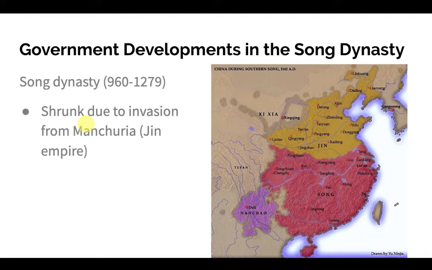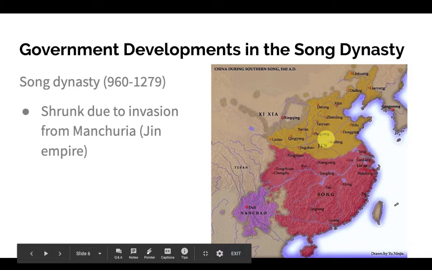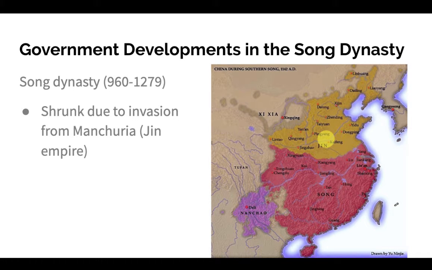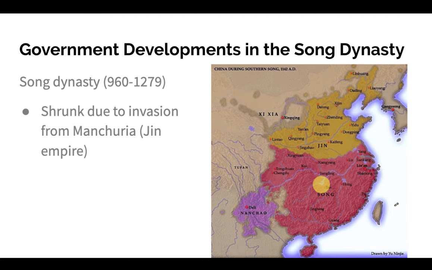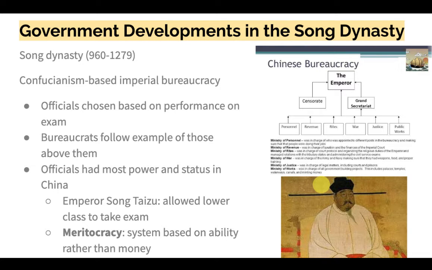So the first section is called Government Developments in the Song Dynasty, and the Song ruled from, as you can see here, about 960 to 1279. The previous empire shrunk due to an invasion from Manchuria. So Manchuria is this region up here in the north of what is currently China. The Manchurians invaded the Tang dynasty, which was bigger than the Song shown here, and established rule called the Jin dynasty around this time period. So we're looking at the Song dynasty, which is down here in the southern part of the map that we're looking at. This is a good section to discuss continuities.